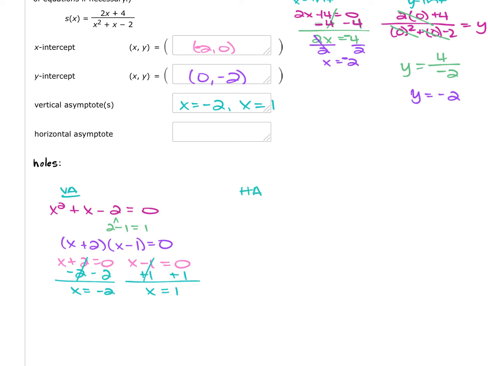For your horizontal asymptote, you are going to compare your numerator's degree with your denominator's degree. The numerator's degree is 1. The denominator's degree is 2. 1 is less than 2, so automatically we have y is equal to 0.